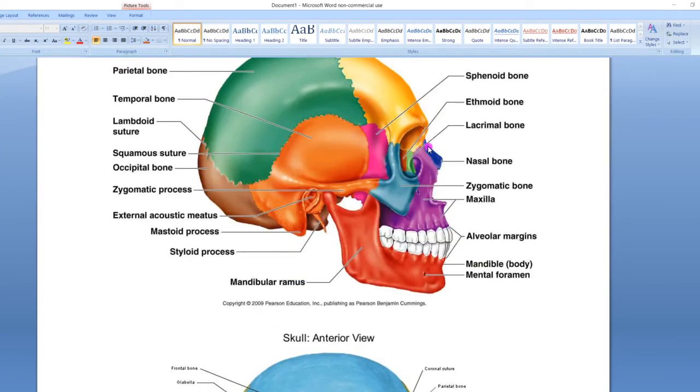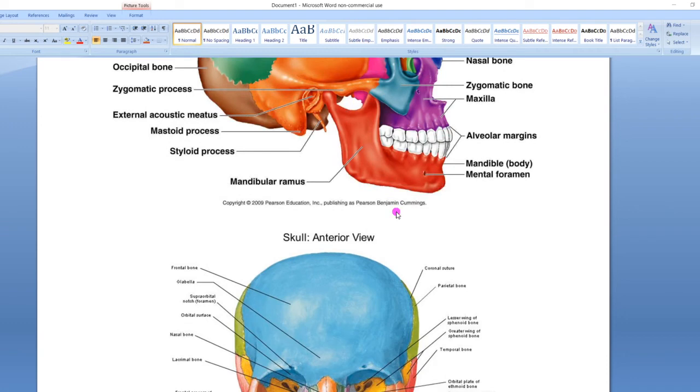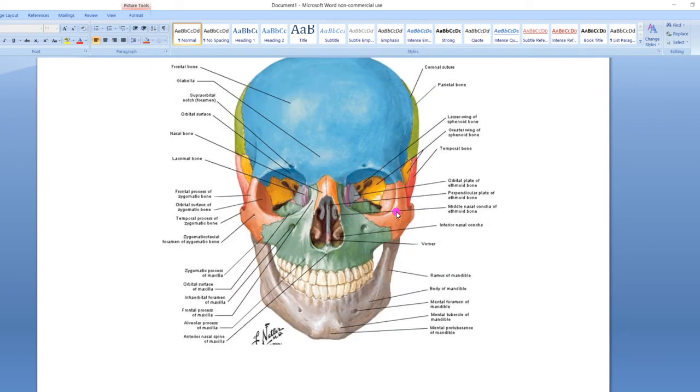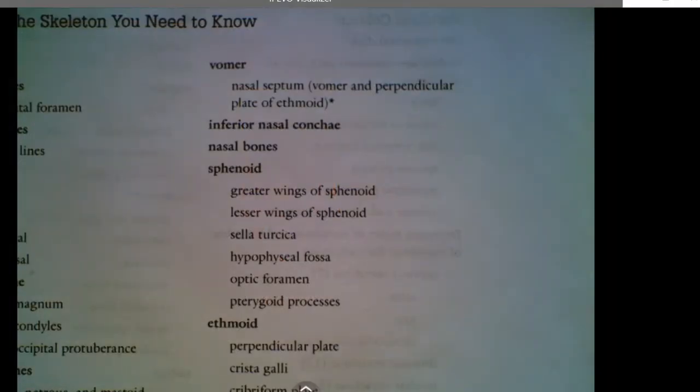If I go up here, you can see this dark blue. The dark blue bone is the nasal bone. All right, so that takes care of those bones. See, we're cruising right along here. We'll get done with this. It won't be too bad.